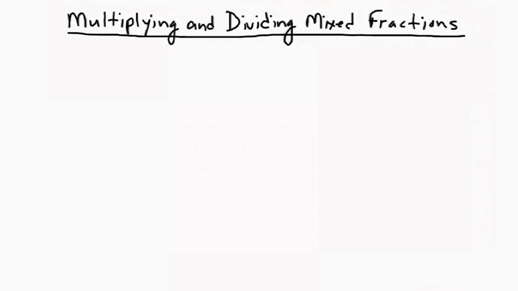In this video, we're going to take a look at multiplying and dividing mixed fractions. If we have a mixed fraction, like 3 1/2 times 2 3/8, we really need to convert these into improper fractions before we do the multiplication.